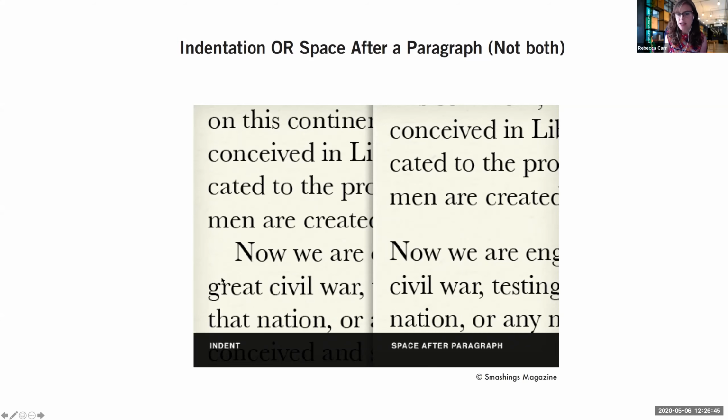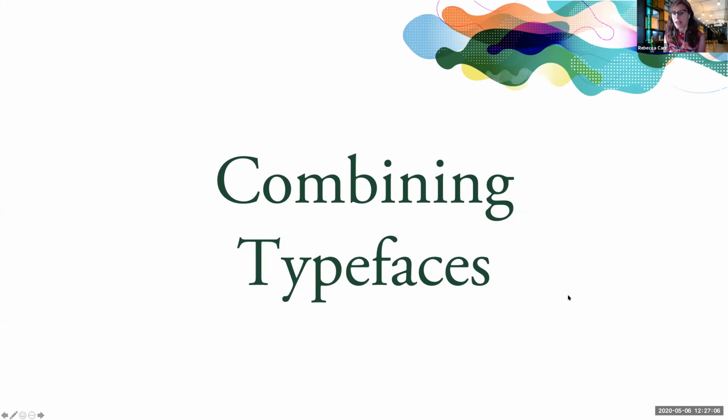You can also have a hard return or a space in between paragraphs, but you don't want to do both. If you have an indent, don't also have a hard return and a space. Choose one or the other. Choose the indent or choose the space, but not both. You also don't want to indent the first paragraph, like of something that you're starting.